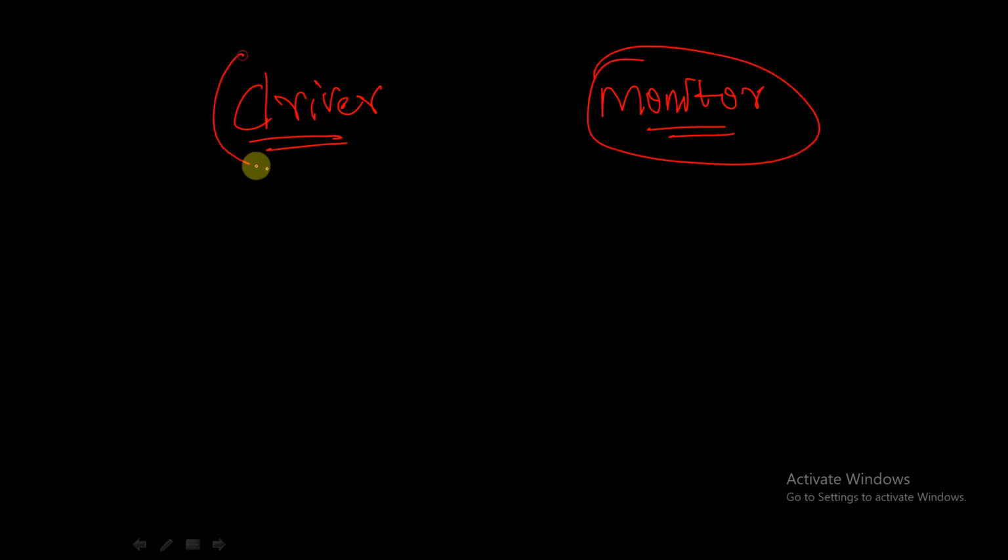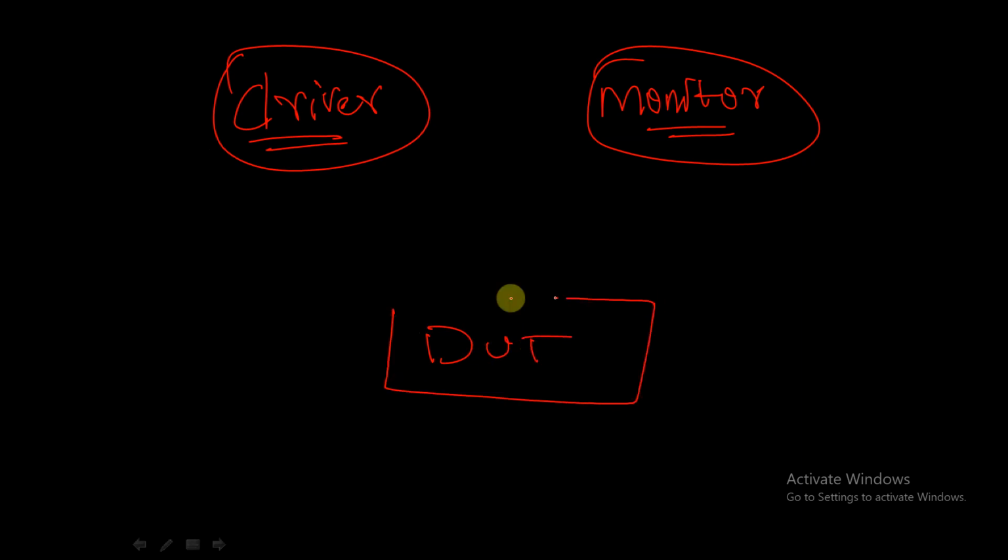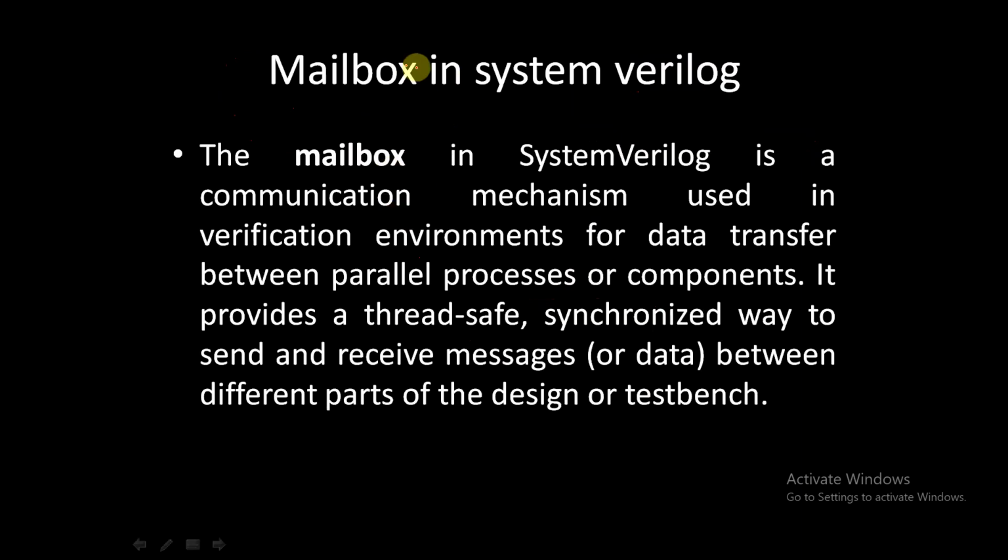So let's say we have two components. Let's say one is driver and another is monitor. The driver is driving the data to the DUT, that is the design under test. Let's say the driver is driving some data to this DUT and the monitor is constantly monitoring the data which is being given by the DUT. So these two parallel processes are happening, and if the driver and the monitor want to communicate, then in that particular case we are going to use the mailbox.